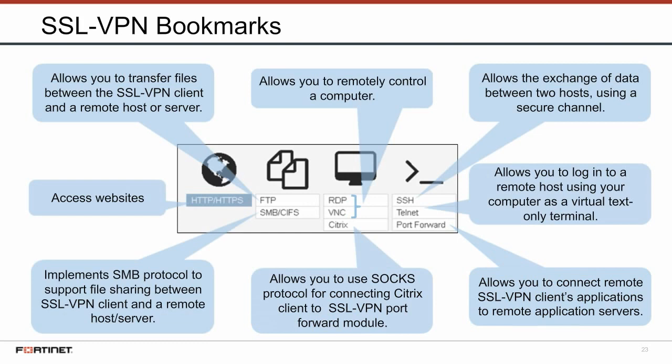8. Citrix makes use of SOCKS to enable Citrix clients to connect to the SSL VPN port forward module in order to provide a remote connection. 9. Port forward provides the middle ground between web mode and tunnel mode. When the SSL VPN receives data from a client application, the data is encrypted and sent to FortiGate, which then forwards the traffic to the application server. Port forwarding is the most suitable solution for situations where tunnel mode isn't practical and the other web mode's bookmarks are not flexible enough.